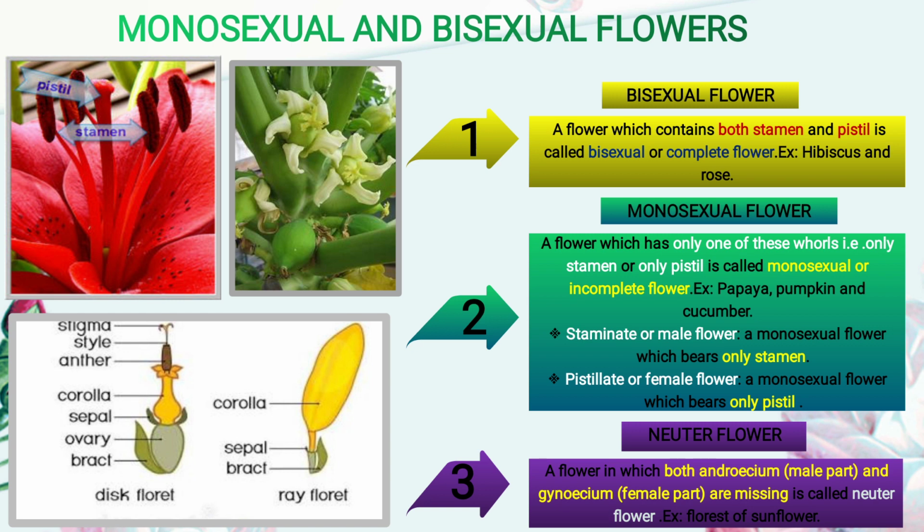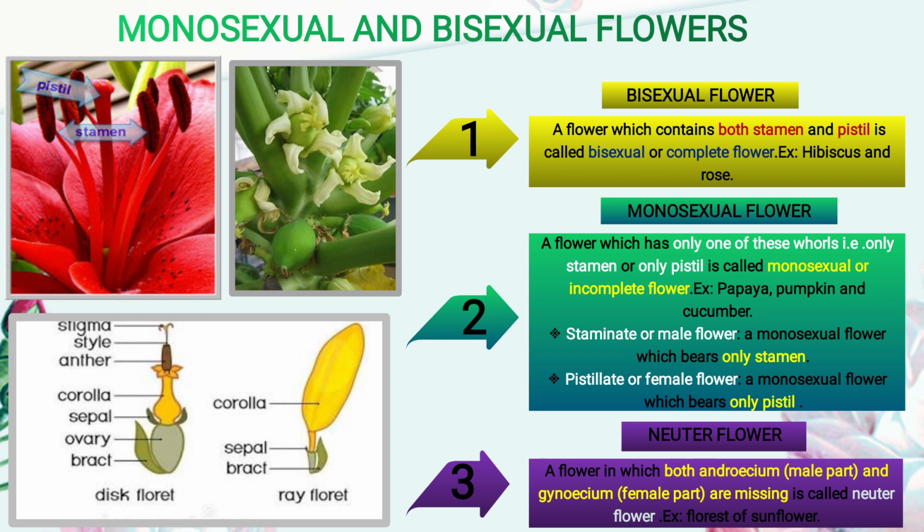Now you have seen the sunflower. There are two florets in it, the ray floret and the disc floret. Now you see the right side, the ray floret is there. It does not contain any reproductive part. Corolla is there, sepal is there. So it does not contain any essential part. Essential part means neither the male part nor the female part. That type of flower is known as a neuter flower.